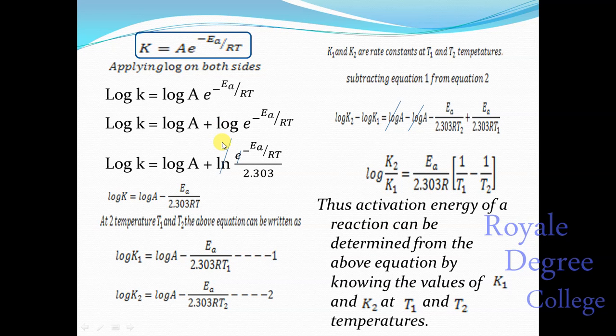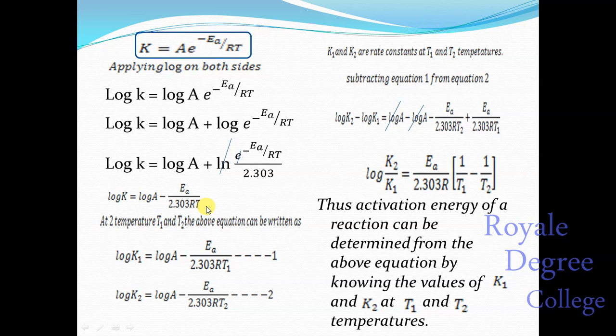Now, this log we are converting to the natural log, that is ln. So we are applying this value of log, 2.303. Rest of the things are as it is. Next, ln and e get cancelled. So you will get log k equal to log A minus Ea by 2.303 RT.